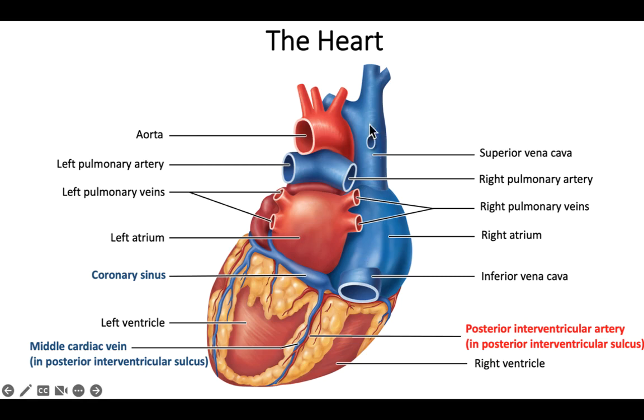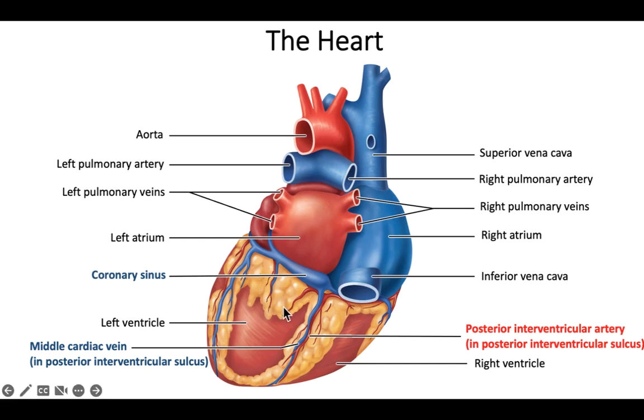We see the vena cava, superior and inferior vena cava, bringing blood into the right atrium. We see the pulmonary veins, bringing that oxygenated blood into the left atrium. We see the pulmonary trunk splitting into pulmonary arteries, delivering blood to the lungs to get oxygenated. And then we see the aorta delivering oxygenated blood throughout the body.